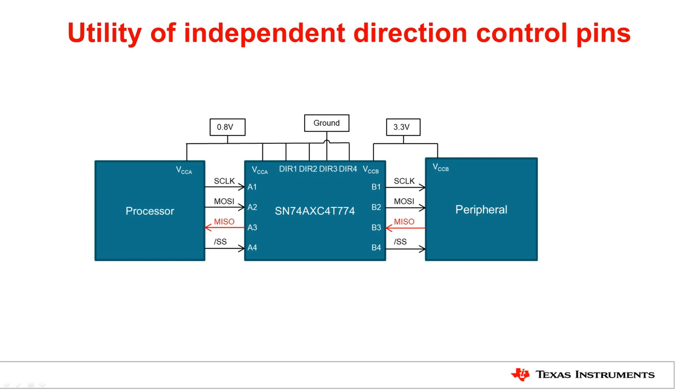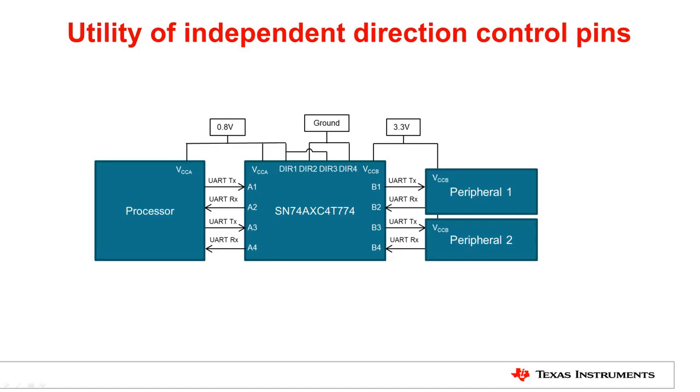With the SN74AXC4T774, each channel can be configured as needed. For many SPI devices, the slave-to-master signal is positioned in between the master-to-slave signal and the selection pin. In this example, the SN74AXC4T774 has its third channel configured to translate the opposite direction of channels 1, 2, and 4, simplifying the routing for this design. Another common example is two UART interfaces.